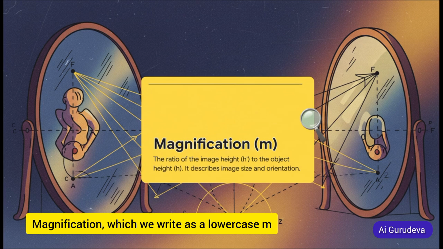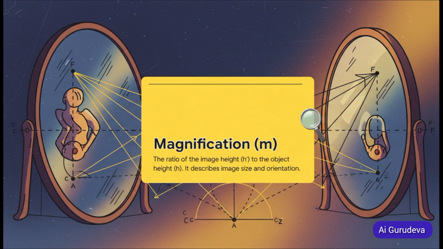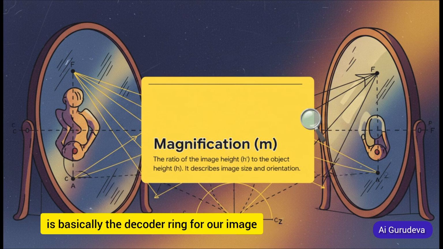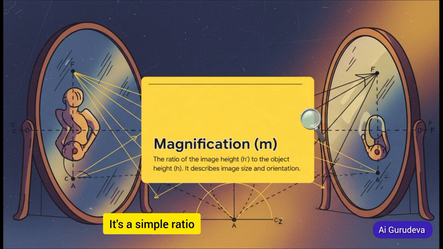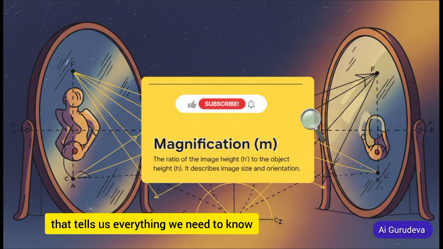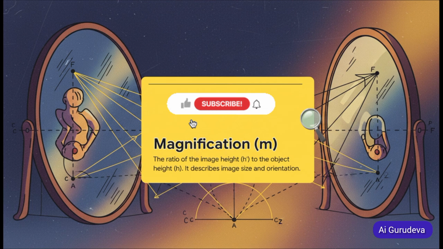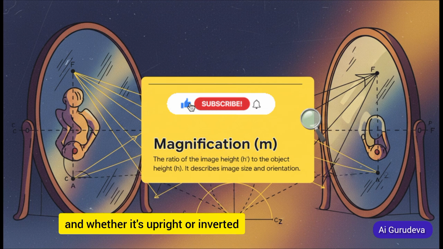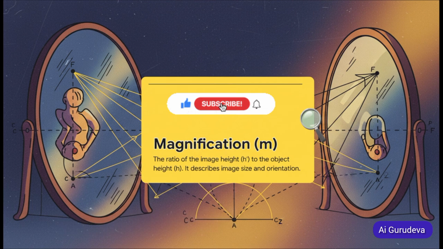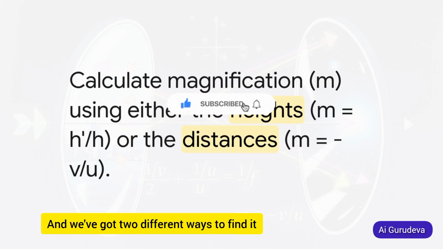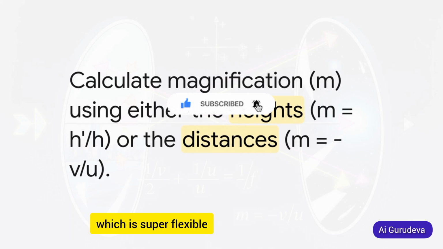Magnification, which we write as a lowercase m, is basically the decoder ring for our image. It's a simple ratio that tells us everything we need to know about the image's size and whether it's upright or inverted, all in one little number. And we've got 2 different ways to find it, which is super flexible.